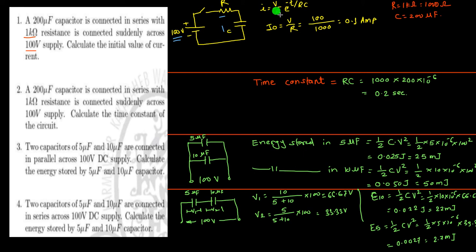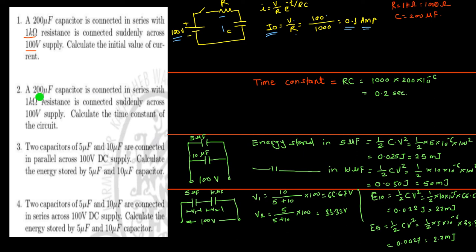The current in the charging is given by i equals V by R e raised to minus t by RC, and this V by R refers to the initial current. So V by R, 100 divided by 1000, comes to 0.1 ampere. Okay, so that is the initial current.